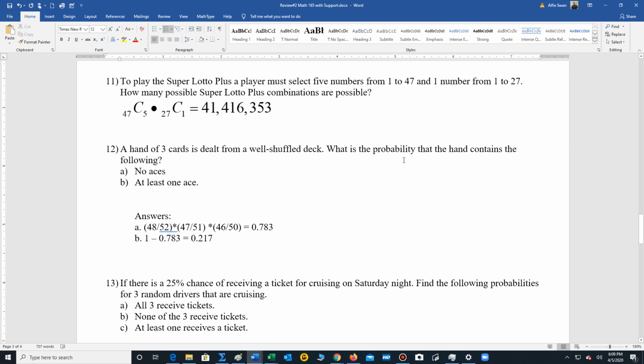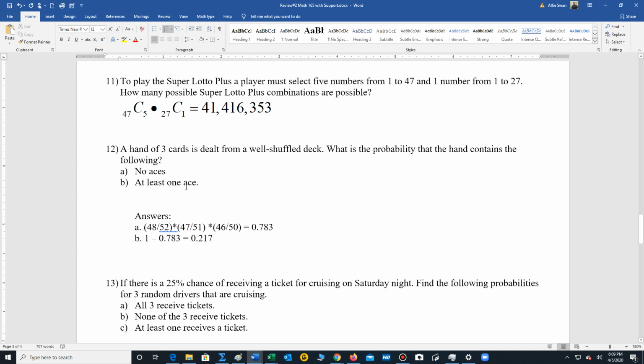A hand of 3 cards is dealt from a well-shuffled deck. What is the probability that the hand contains the following? No aces, at least 1 ace. Well, no aces, we pick 3 cards. They can't be an ace. There's 4 aces in the deck, so 48 are not aces. 48 out of 52 times 47 out of 51 times 46 out of 50, we get 0.783 when you convert it to a decimal.